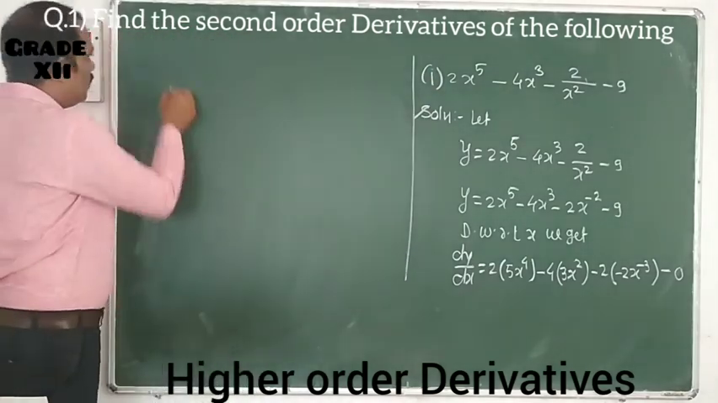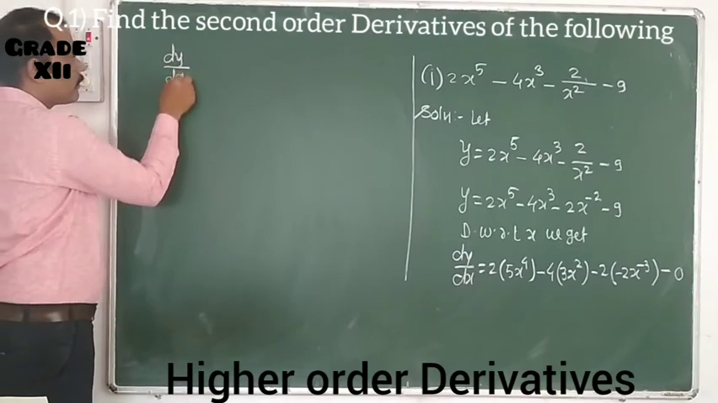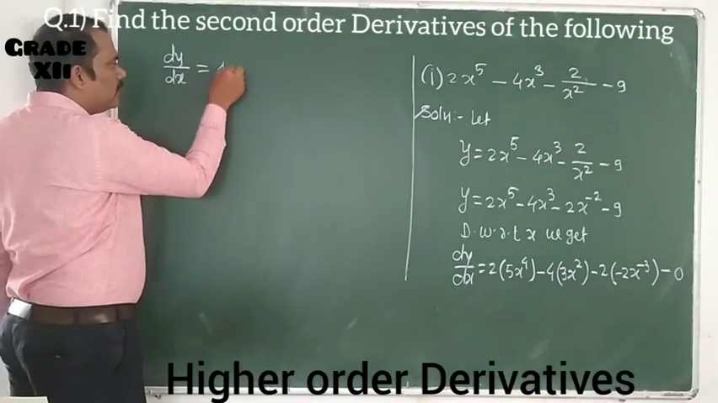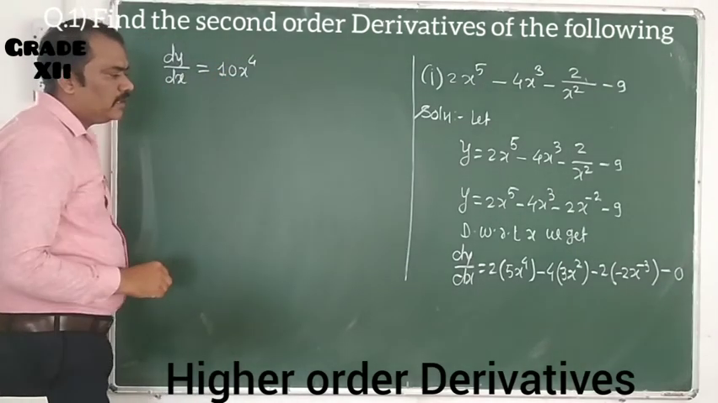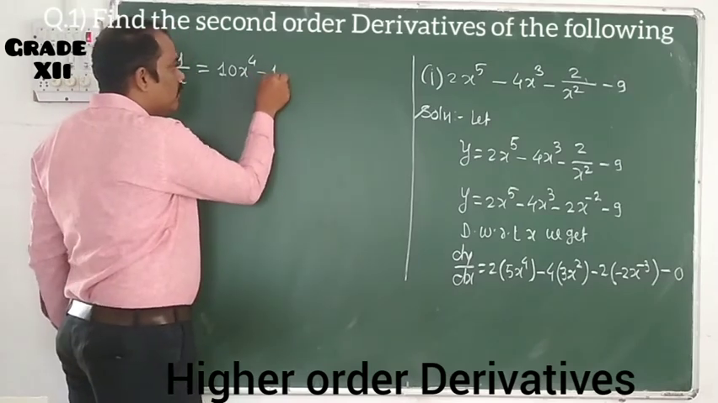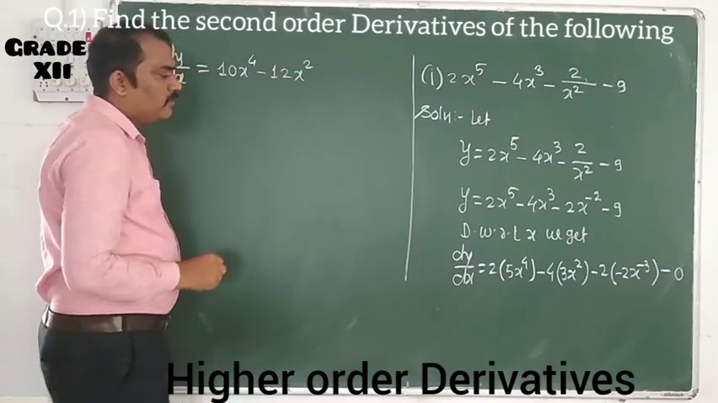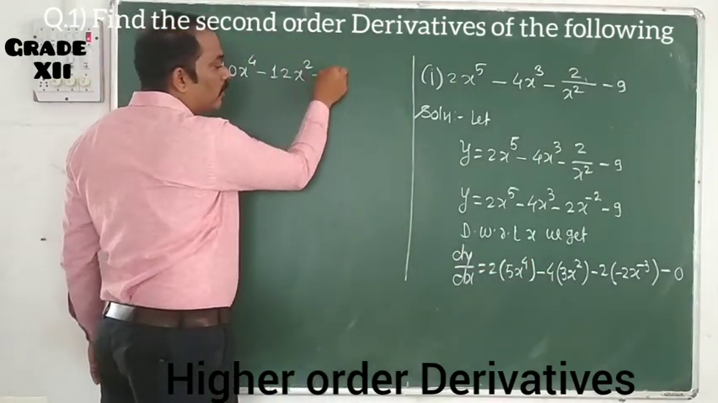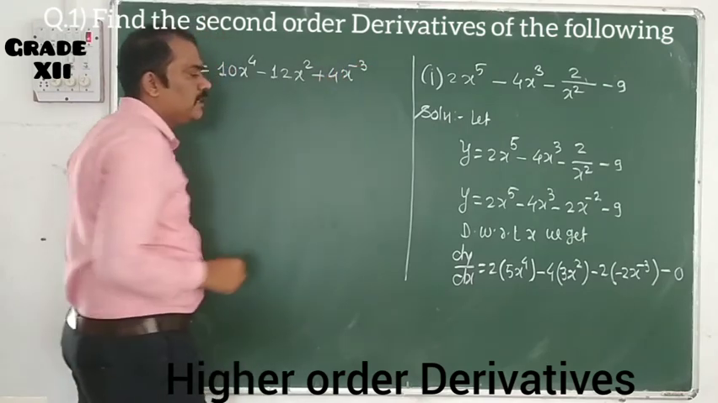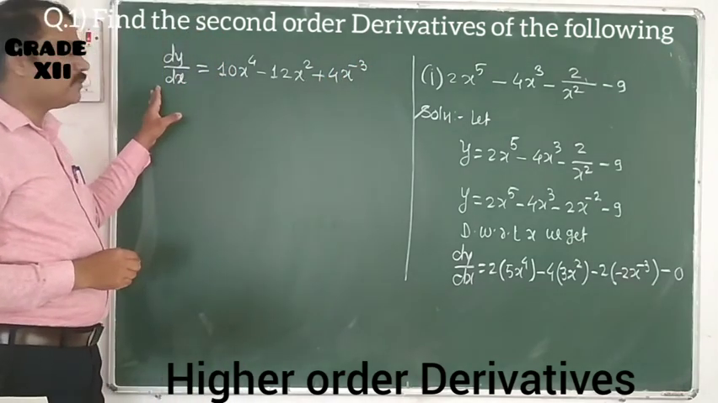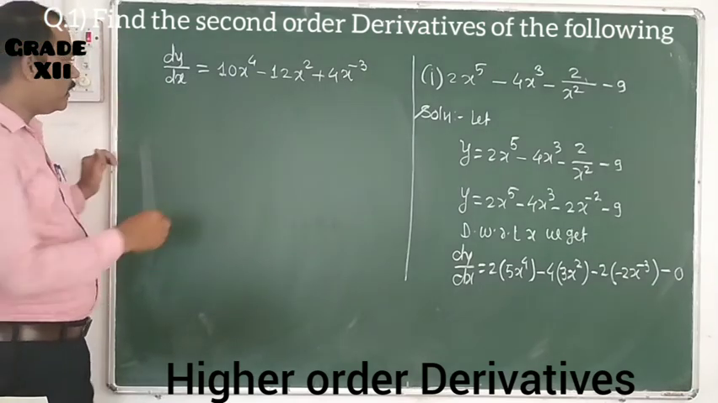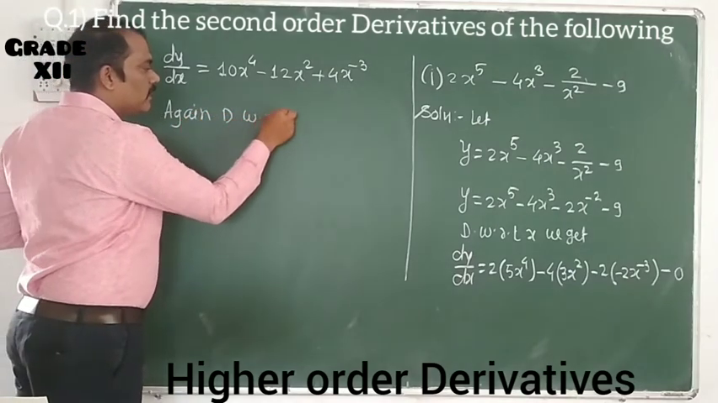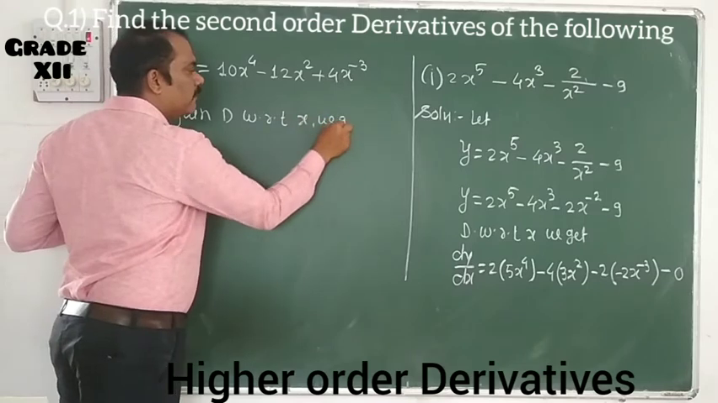So we get dy by dx is equal to 2 into 5 is 10, 10 into x raised to 4, minus 12 into x square. 4 3s are 12, 12 into x square. That minus minus becomes plus 4 times x raised to minus 3. Here we have to find the second order derivative. This one is the first order derivative, so we have to differentiate again with respect to x. Again differentiating with respect to x, we get.